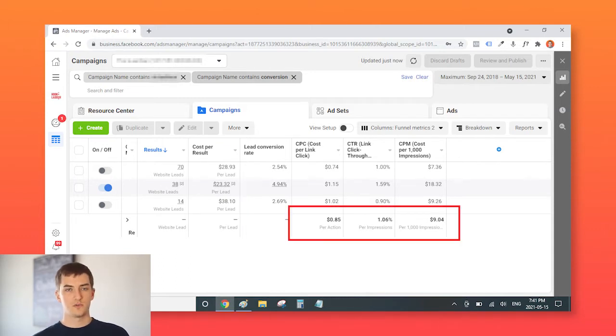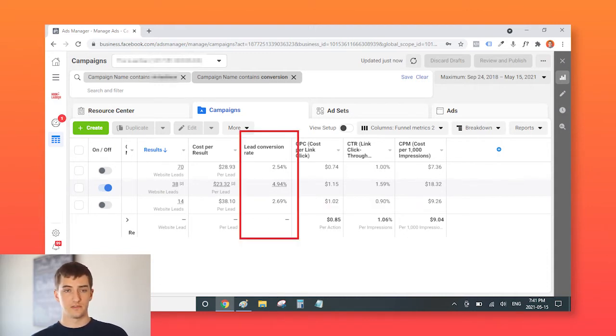You'll notice that the cost per click, click-through rate, and CPM are relatively similar. They're very comparable, but the lead conversion rate is the big difference here. The conversion rate with the landing page in this case is between 2 and 4%, whereas it was 21% with lead forms.